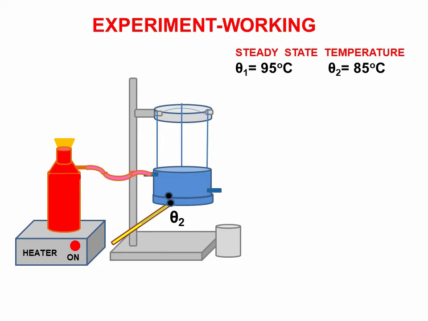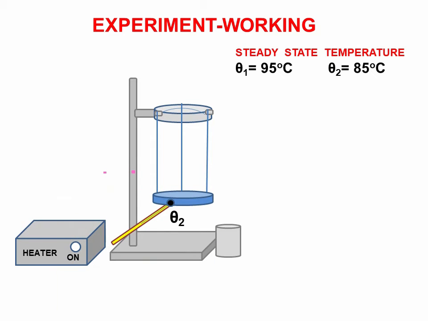Then immediately switch off the heater and keep off the boiler and chamber together at a safe place. Now the temperature of theta 2 is decreasing with respect to time. This process is called rate of cooling. We have to cool till theta 2 reaches minus 5 degrees Celsius.